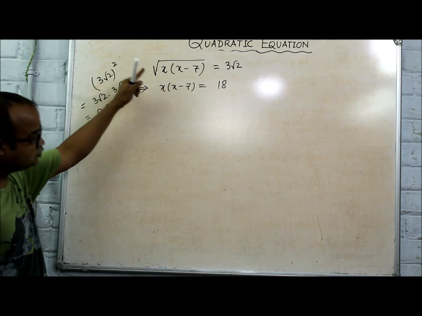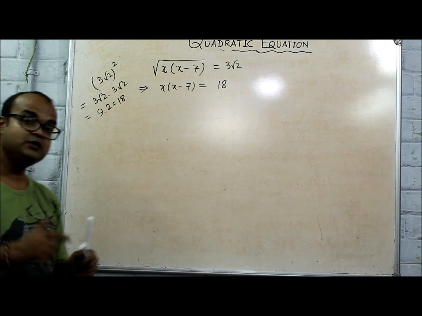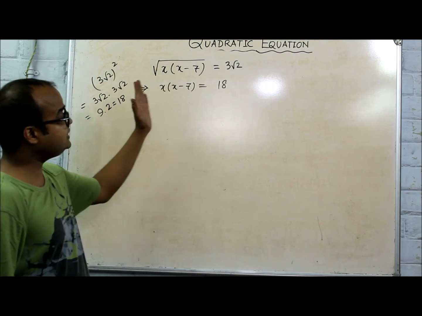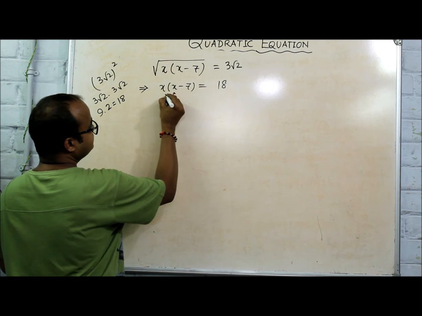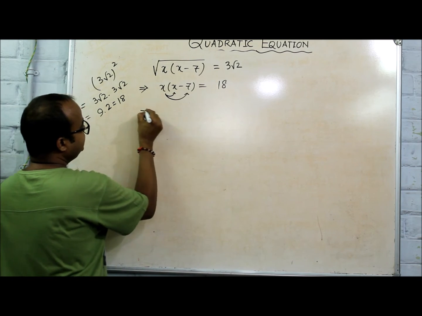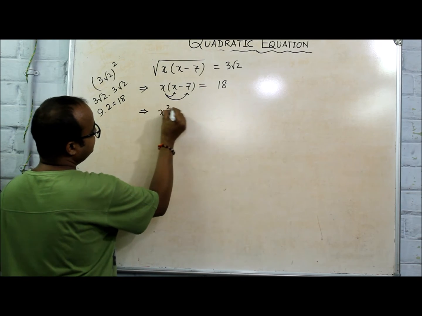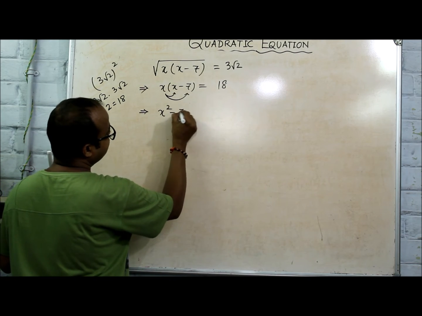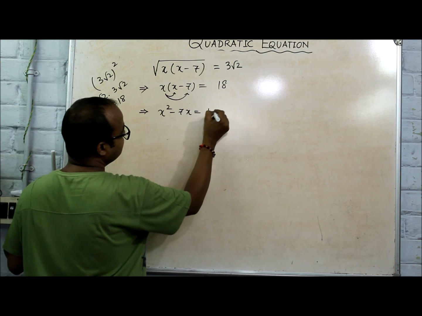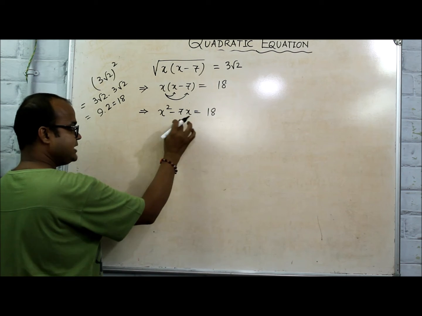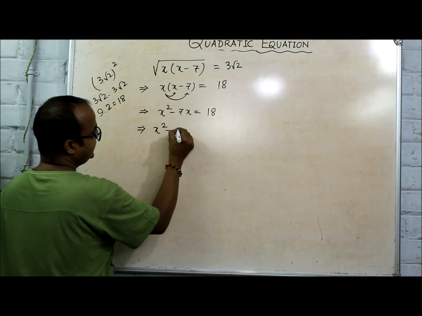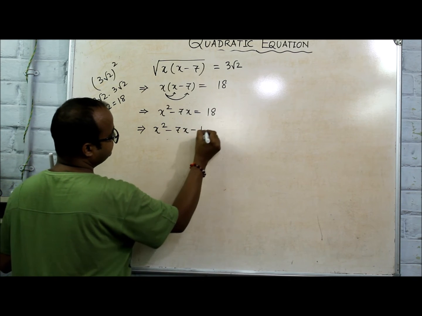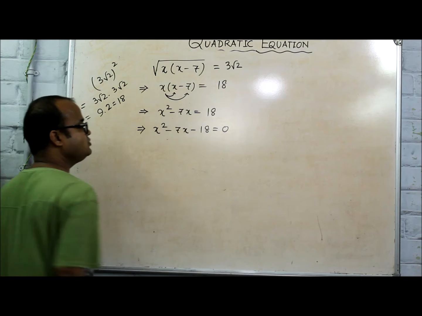So, to remove the square root, we first need to square both sides. Now, multiply x into x: x square minus 7x is equal to 18. Take this 18 to this side: x square minus 7x minus 18 is equal to 0.